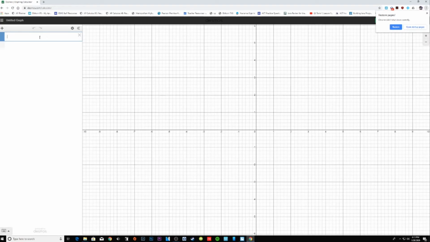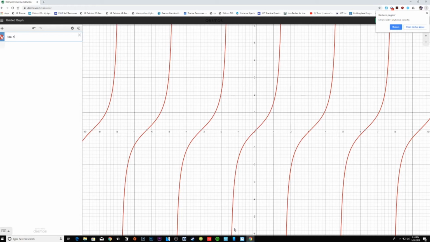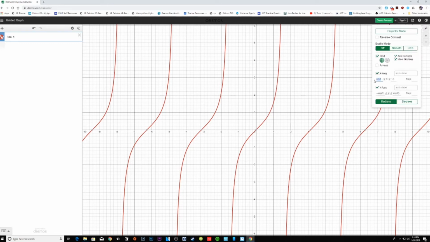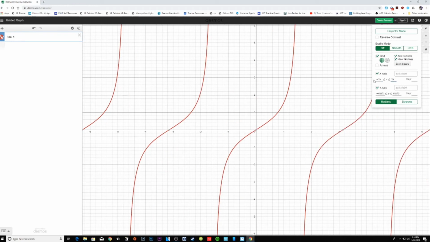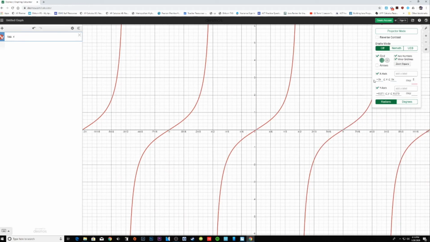I'd like you to see a nice version of tangent of x. So tangent of x, there we go. See the nice smooth curves to 0, and then 1 and -1. I don't want to restore. Let's go from -2 pi to 2 pi. Steps of pi over 2, let's say.